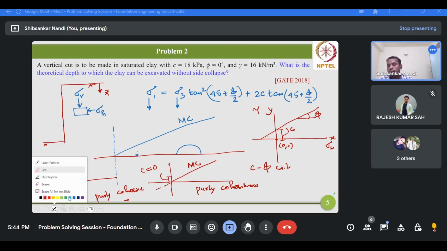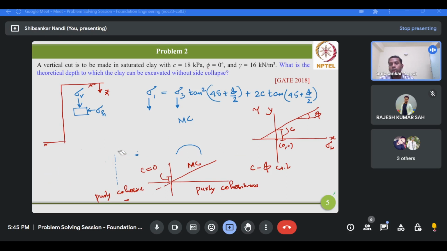So it will look like a horizontal line which is parallel to the sigma n axis. That means the gradient phi is now 0. However, there is an intercept, the cohesion intercept, along the shear stress axis. Is it clear? So this MC envelope will change as per the type of soil. However, this origin is constant. We are not changing the origin. Okay, I hope it's clear now.